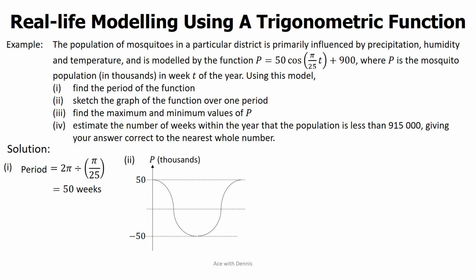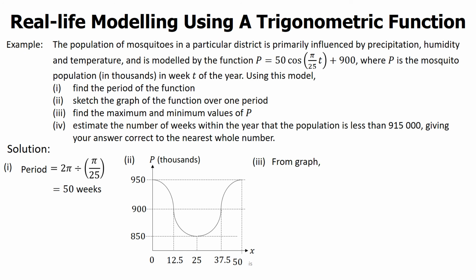After that we update the value of p, because shifting 900, 0 becomes 900, 50 becomes 950, so negative 50 becomes 850. Then we can draw the x-axis at the bottom, and label the angle. This is 0, this is 50. Because the period is 50, between 0 to 50 is 25, and between 0 to 25 is 12.5. Between 25 to 50 is 37.5. So this is the graph of p equals 50 cosine pi over 25t plus 900.